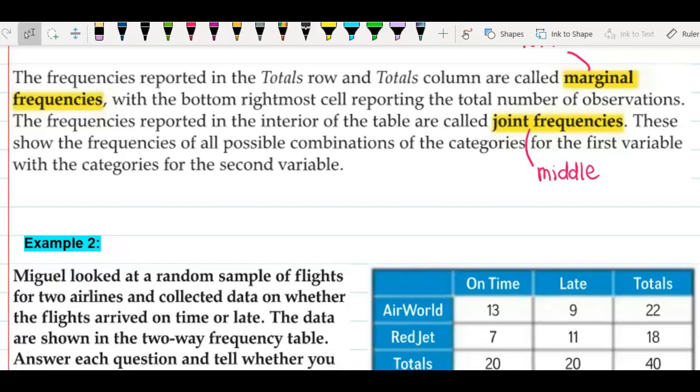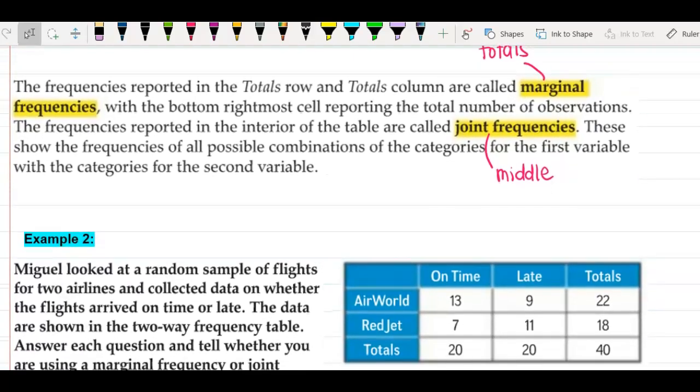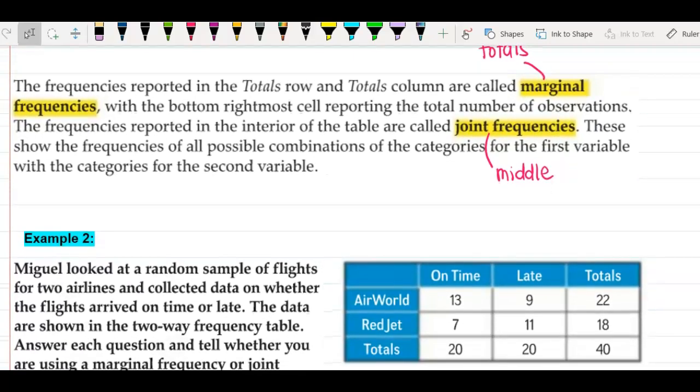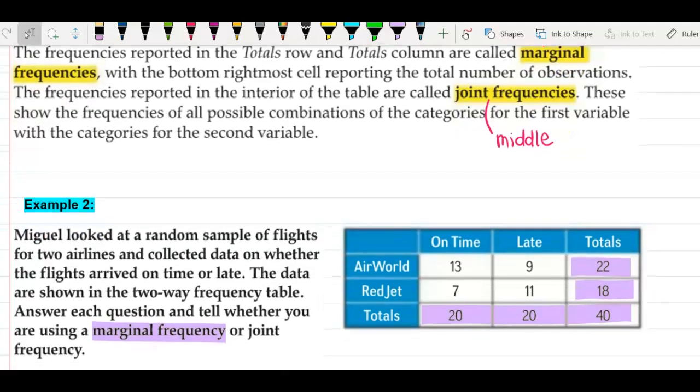If we want to go ahead and label this chart, the marginal frequencies appear at the margin of our paper around the outside. So these numbers would be the marginal frequencies, while the joint frequencies are on the inside. Any joint frequency comes from the middle.